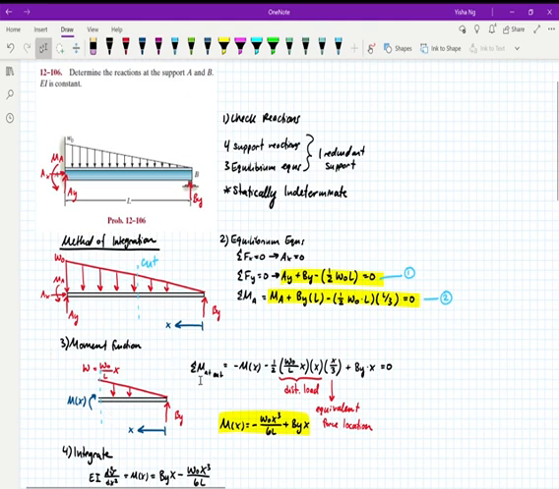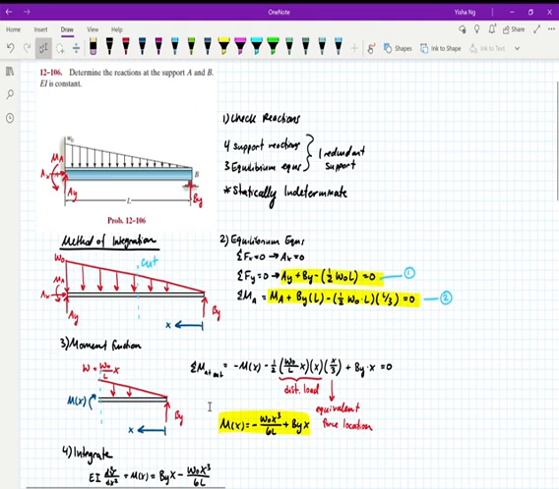Based on this, I can take my sum of moments here at the cut. So I get whatever my moment is in terms of X, which is acting on the cut, minus my distributed load, which is calculated here, so a negative moment based on my distributed load, and then a positive moment based on my support reaction here. Based on this sum of moments, I'm going to calculate for my moment function M in terms of X.